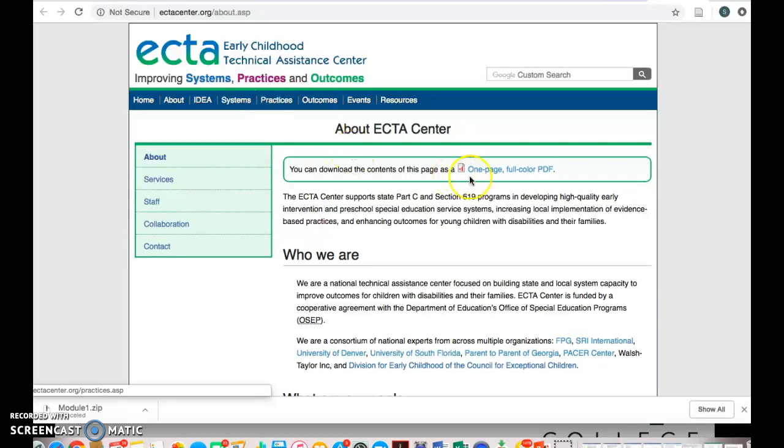Specifically, he works with Section 619, which is just a way of saying it's preschool. It's 3 to 6 year olds. And Part C, if you remember, is our birth to 3-year-olds. So the ECTA Center supports each state's Part C and Section 619 programs.